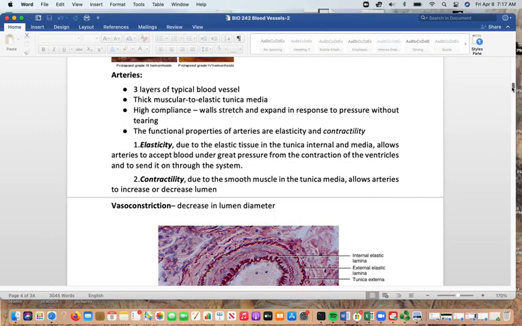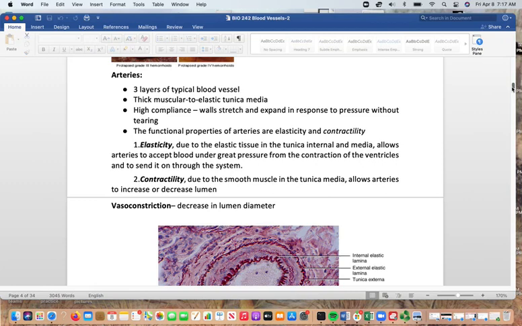So looking at the arteries in a little more detail, there's 3 layers to the typical blood vessel. So you've got the thick muscular to elastic tunica media. One of the properties of it is it has high compliance. The walls are able to stretch and expand in response to the pressure without tearing. This is important because the pressure in our vessels is going to increase when we are more active. It needs to increase to supply the tissues.